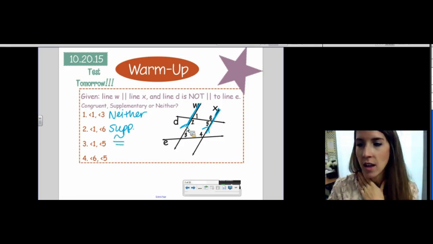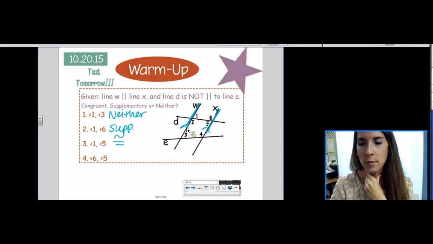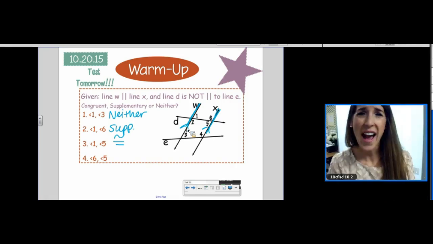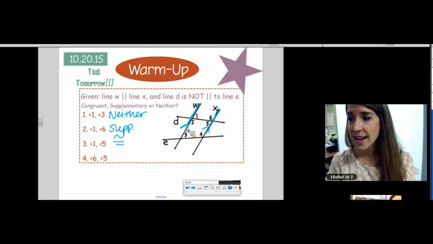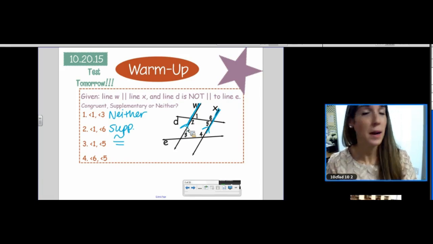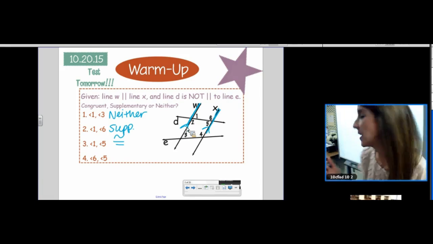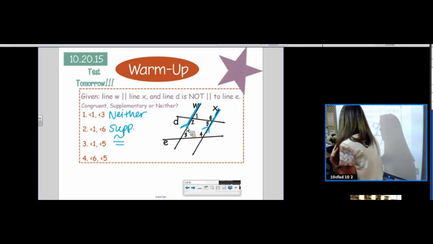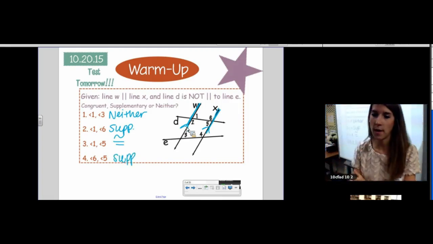6 and 5. Congruent, supplementary, or neither. Well, 6 and 5 are a linear pair. They don't rely on parallel lines at all. So we don't care if the lines are parallel. A linear pair is supplementary all the time, no matter what.